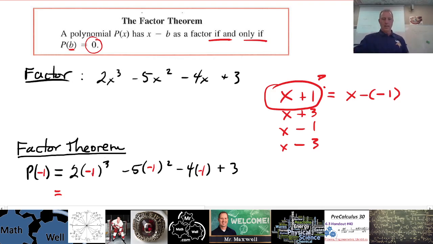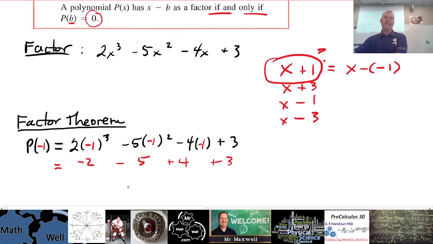So let's just see. Negative 1 cubed is negative 1, so that's going to be negative 2. Negative 1 squared is positive 1, so minus 5. This is going to be positive 4 when you multiply those out, plus 3. So negative 2 minus 5 is negative 7 plus 7. Wow. That's 0. Awesome. Did you guys get that as well? Did I do that correctly? Okay. So that means that x plus 1 is a factor.